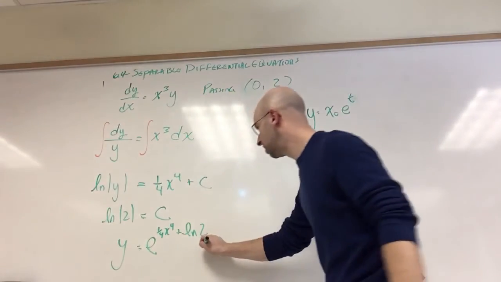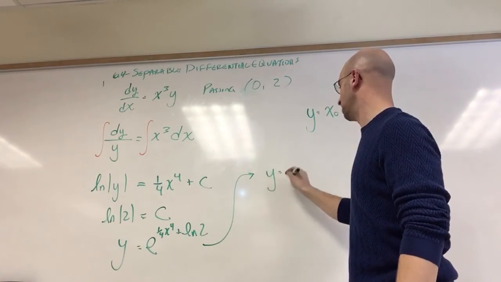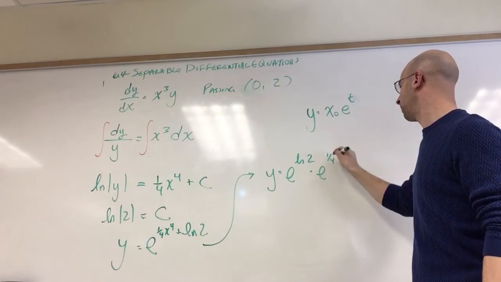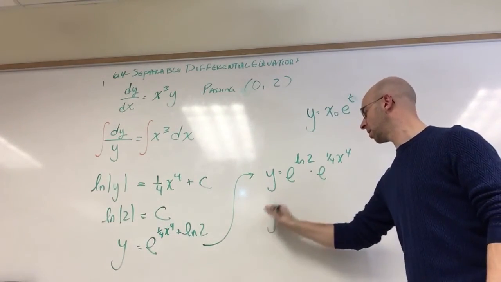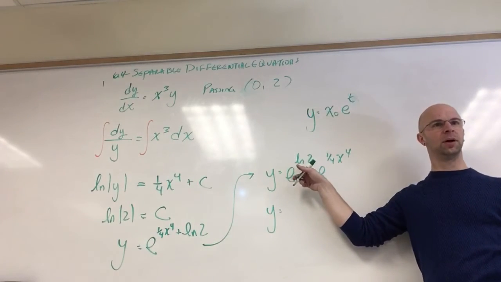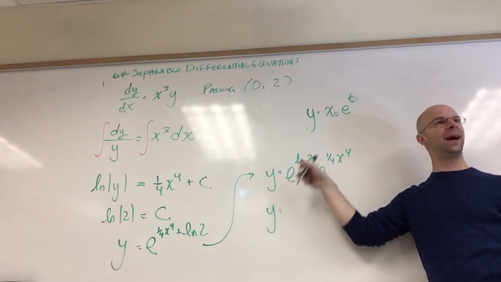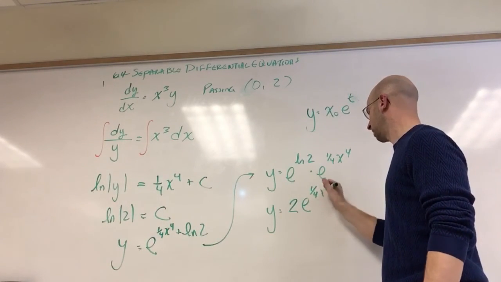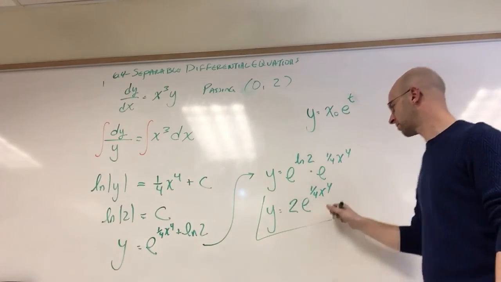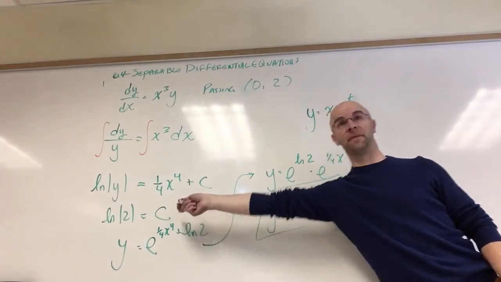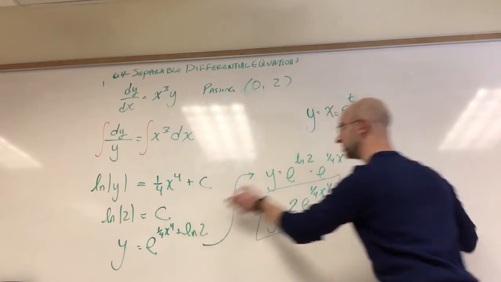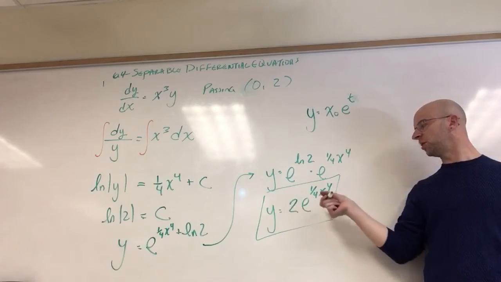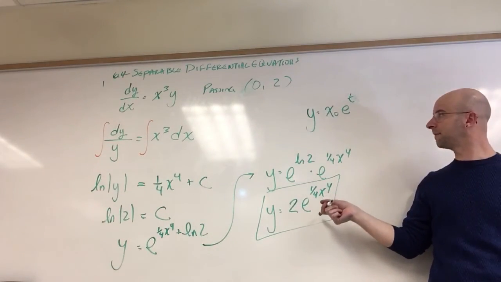That addition is going to be y equals e to the ln 2 times e to the 1/4 x to the 4th. E to the ln 2, e and ln are inverses. We've got 2 e to the 1/4 x to the 4th. So by solving for c before, we've got this, but we can also pull it apart and simplify it a little bit. So we've got 2e to the 1/4 x to the 4th.